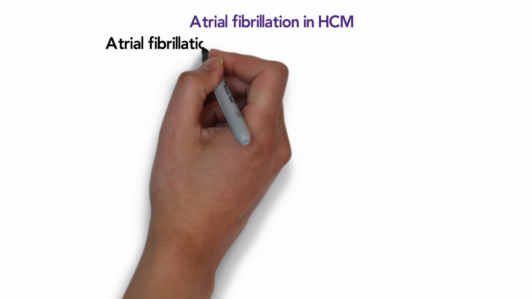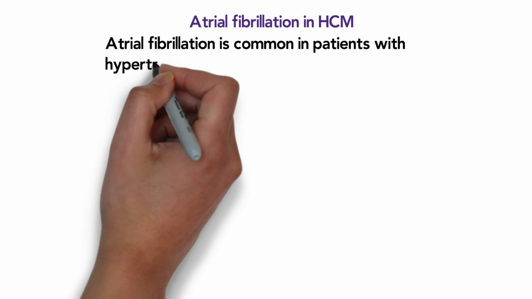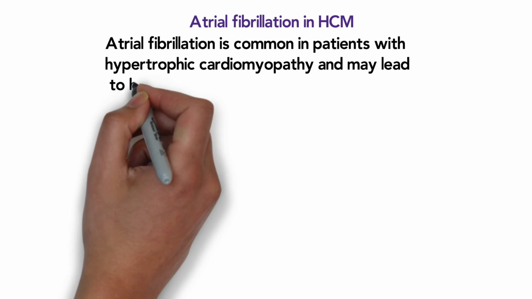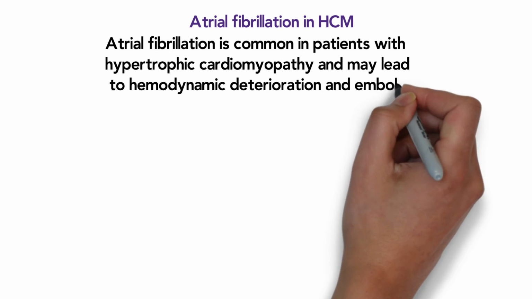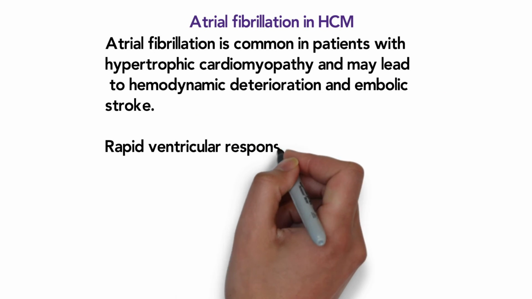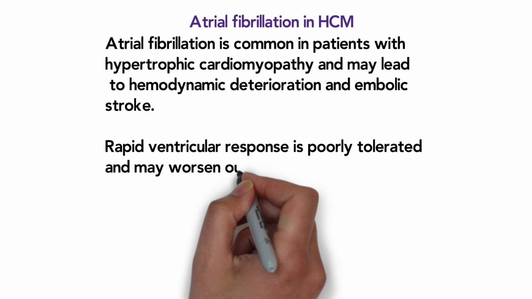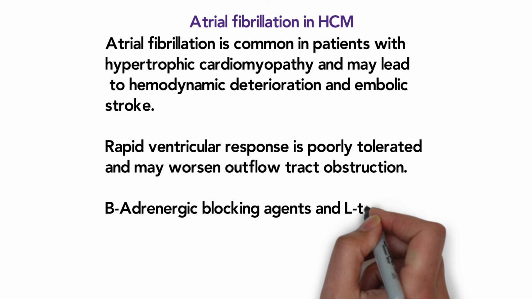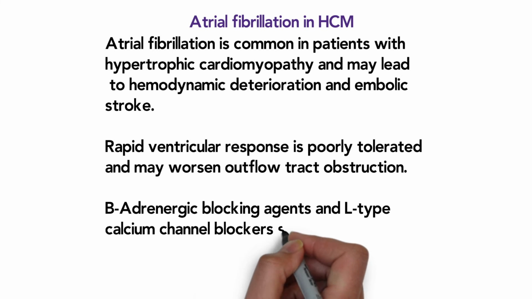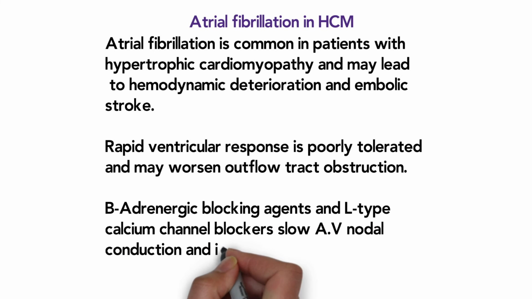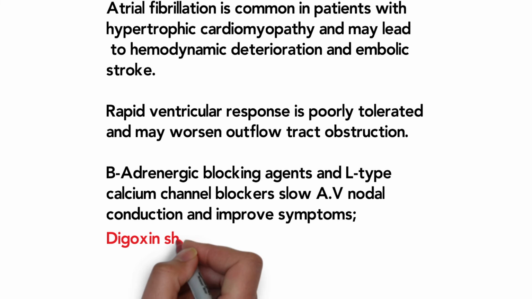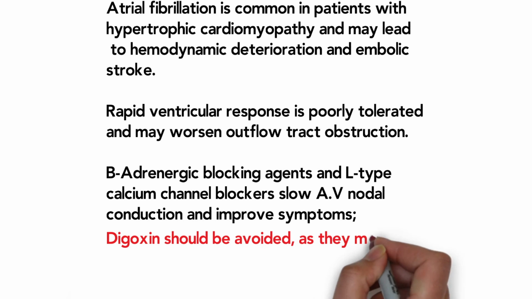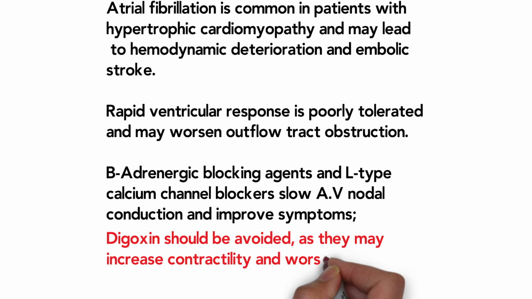Atrial fibrillation in HCM. Atrial fibrillation is common in patients with hypertrophic cardiomyopathy and may lead to hemodynamic deterioration and embolic stroke. Rapid ventricular response is poorly tolerated and may worsen outflow tract obstruction. Beta-adrenergic blocking agents and L-type calcium channel blockers slow AV nodal conduction and improve symptoms. Digoxin should be avoided, as it may increase contractility and worsen obstruction.